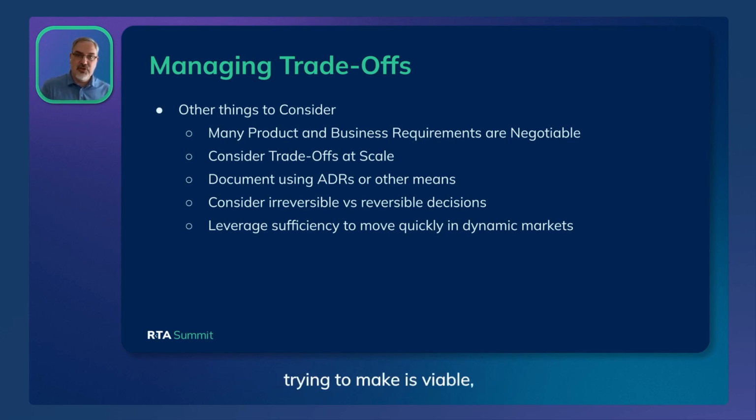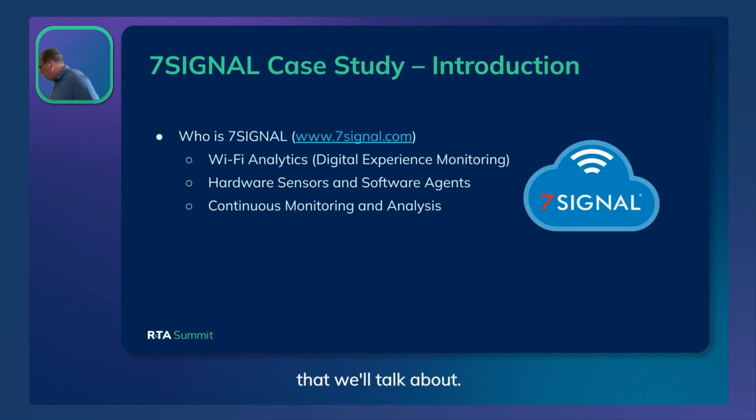If the decision you're trying to make is viable, you might just have to go for it, even though you can't evaluate all possible alternatives. And remember to document that in and of itself is a trade-off. So that brings me to a case study that we'll talk about.